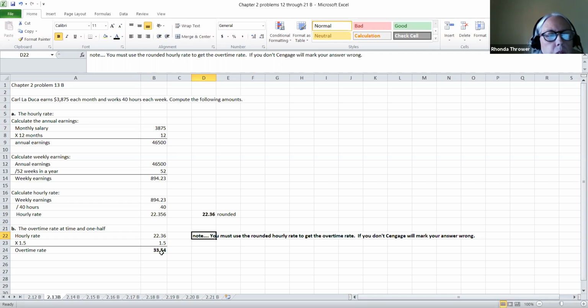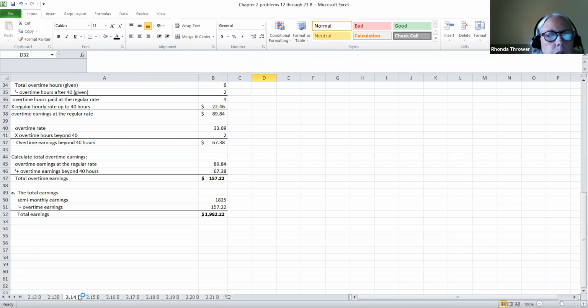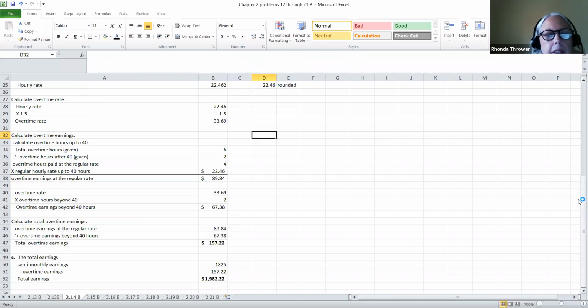So what they wanted you to do is calculate first the hourly rate, and this is your hourly rate right here. Then they wanted you to calculate the overtime rate, and it was based on 1.5 times the hourly rate. So the overtime rate is $33.54. And that's all there was to problem 13. I'm going to move to problem 14.